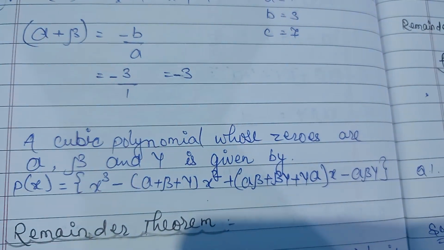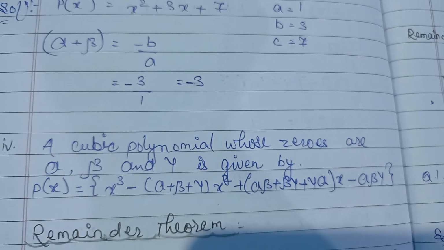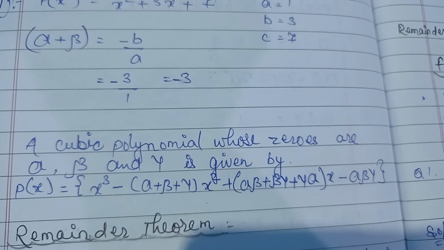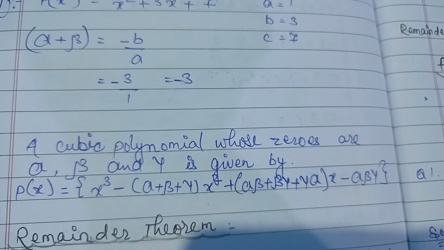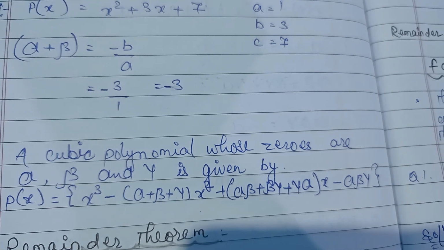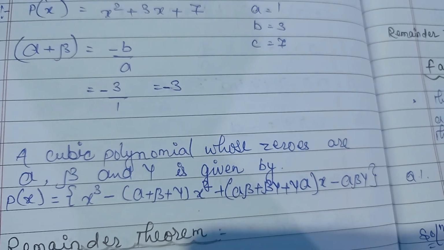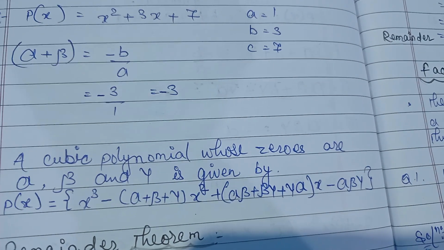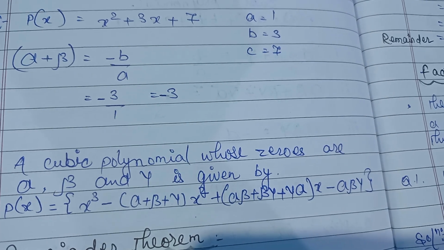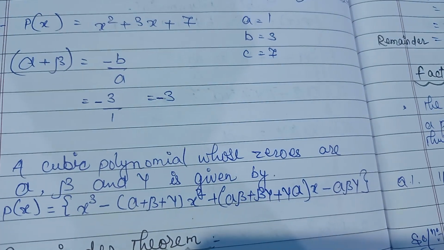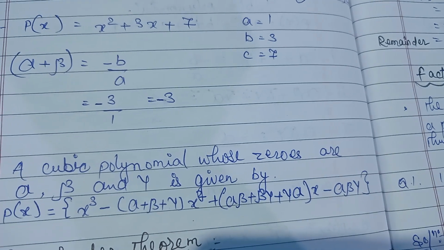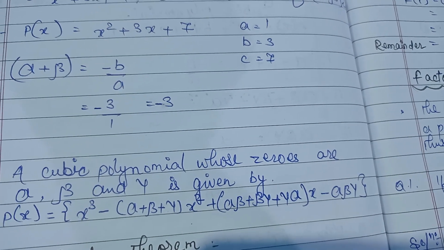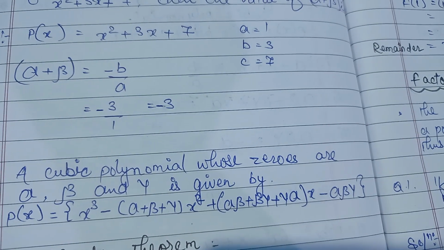Next, a cubic polynomial whose zeros are alpha, beta and gamma is given by p(x) = x³ − (alpha + beta + gamma)x² + (alpha beta + beta gamma + gamma alpha)x − alpha beta gamma.